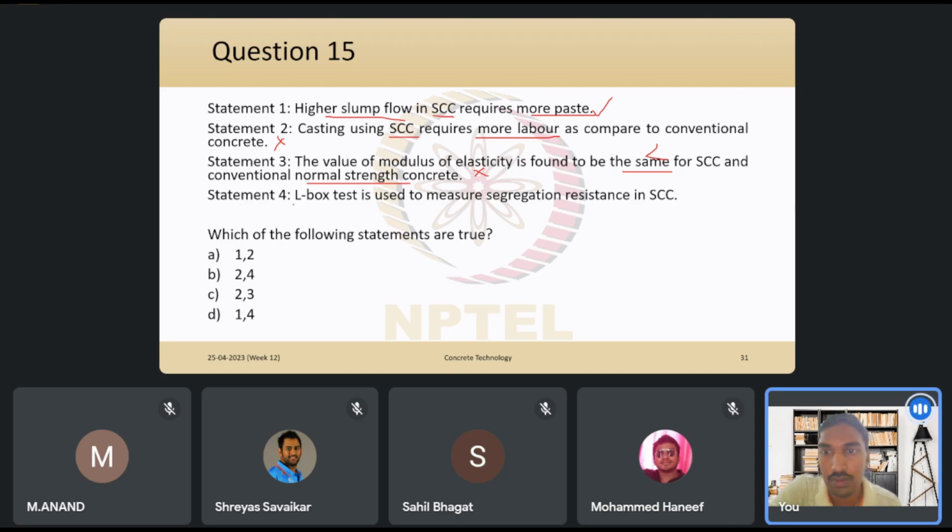And statement 4: L box test is used to measure the segregation resistance in SCC. Correct. We saw the L box test, how it is done and what it is used for. It is used for measuring the segregation resistance. So that is also correct. So the right option is that 1 and 4 are correct and 2 and 3 are incorrect, which is option D.